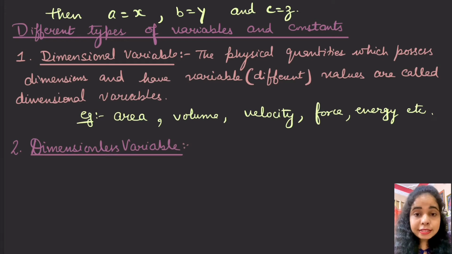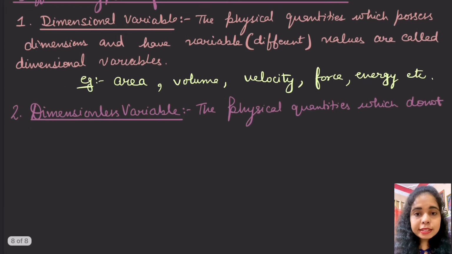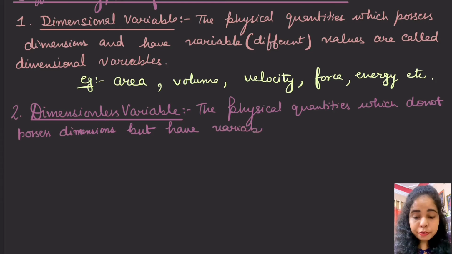So there exist some variables, some changing physical quantities, which are constants, that is, their value is fixed, but these variables do not possess any kind of dimensions. While discussing the various dimensional formulas in the previous video, we talked about the dimensionless variables. These are physical quantities which do not possess any kind of dimensions, but they do have variable values, and they are called dimensionless variables.